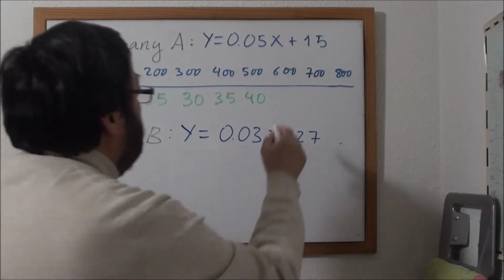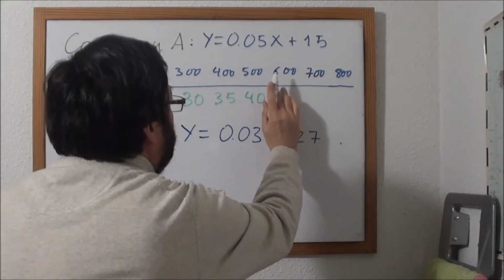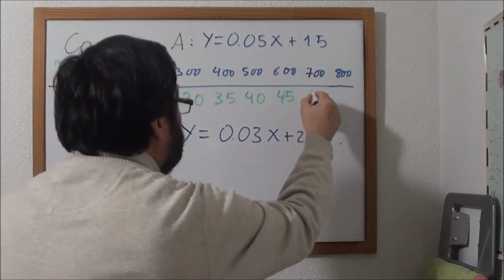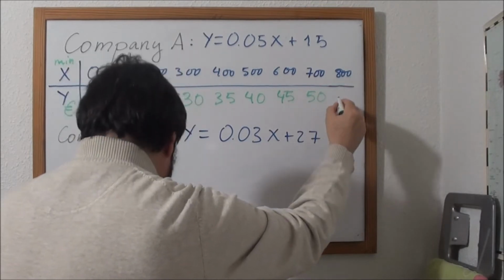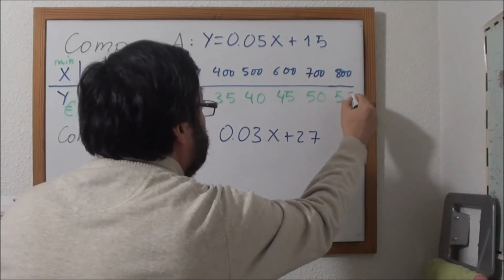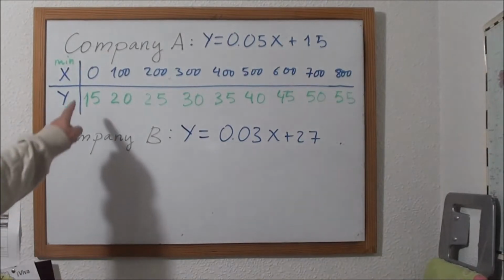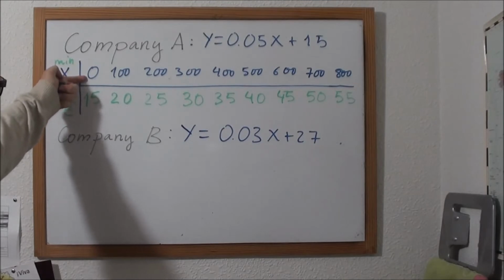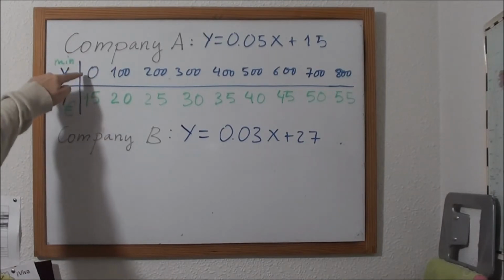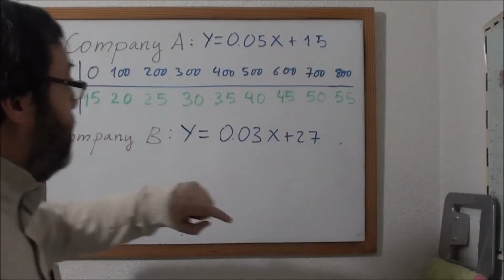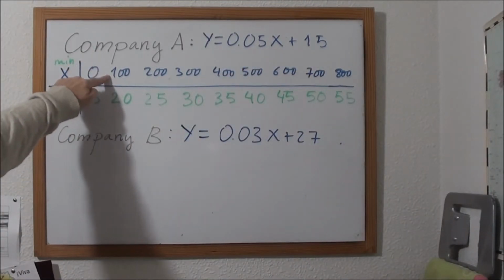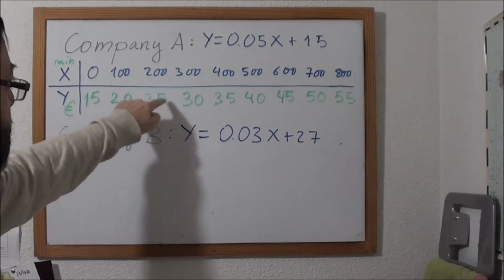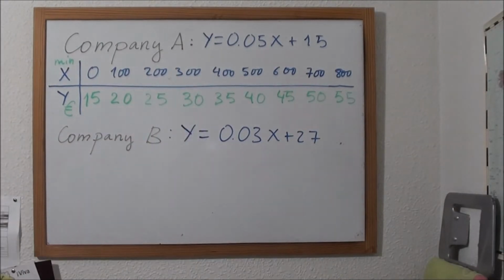Okay, have you done it? For 600 you get 45. For 700 you get 50. For 800 you get 55. Okay, so these are the values of the Y. This is the money you pay. So if you don't talk any minutes, if you don't talk at all with the first company, you pay 15 euros. That's the fixed rate. If you use the phone for 100 minutes, you pay 20 euros. For 200 minutes, 25 euros. For 300 minutes, 30 euros, and so on.